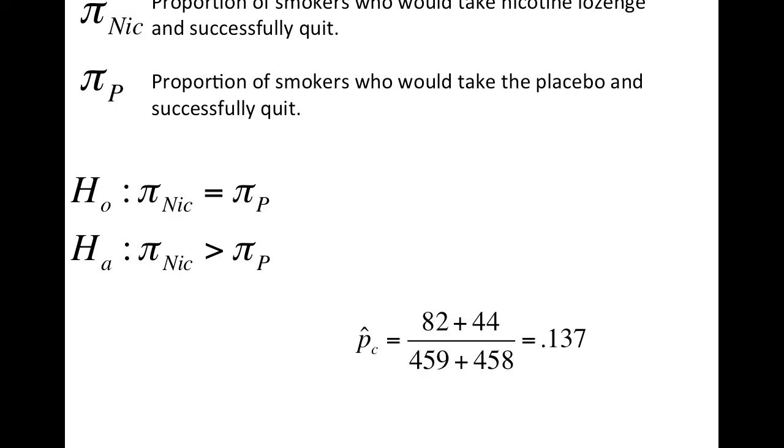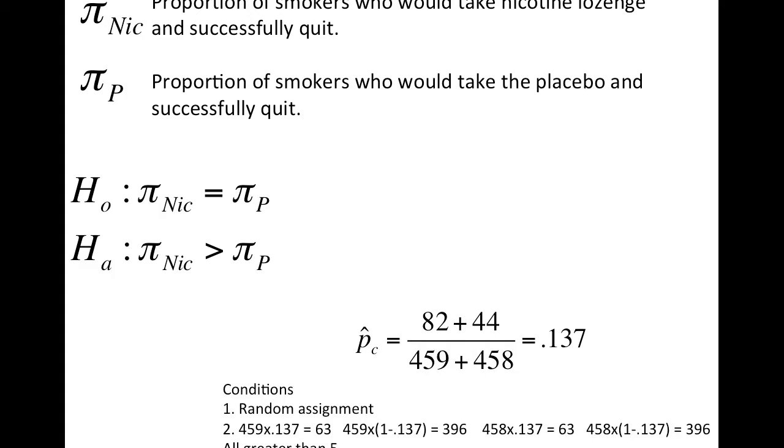Next is our conditions, and we need to find p hat c. That's the combined p hat of the two groups, and that's what you're going to use to test your condition to make sure that these samples are large enough and balanced enough. So I have my conditions. They were randomly assigned. People were randomly put into either the nicotine or the placebo group. And then just doing the math quickly for the two groups to make sure all of them are greater than 5. Okay, so each one is greater than 5, so we're good to go.